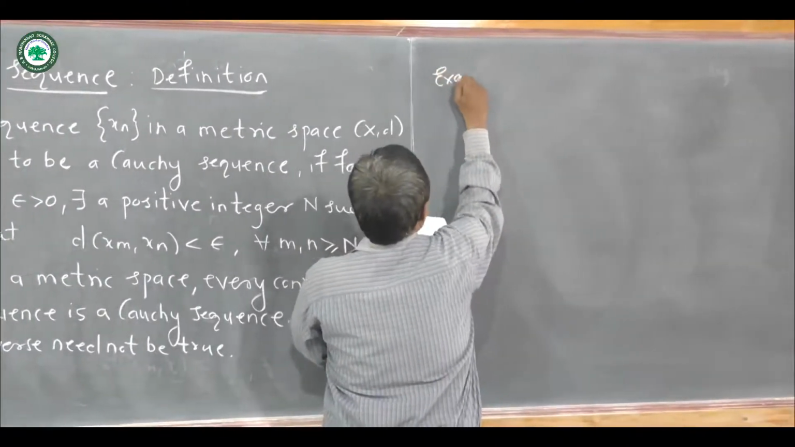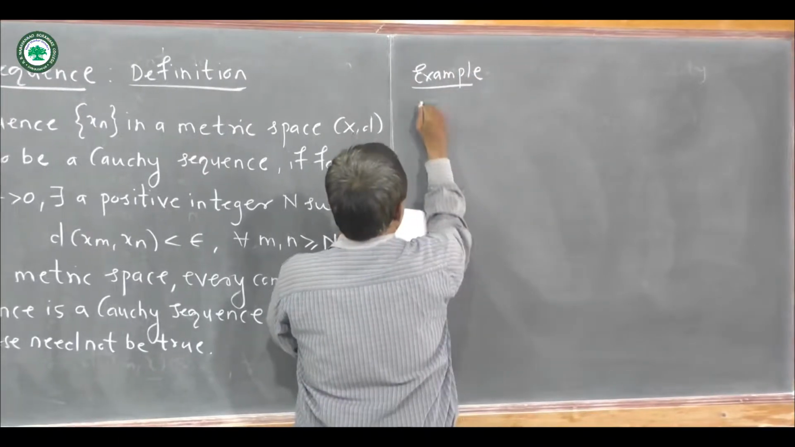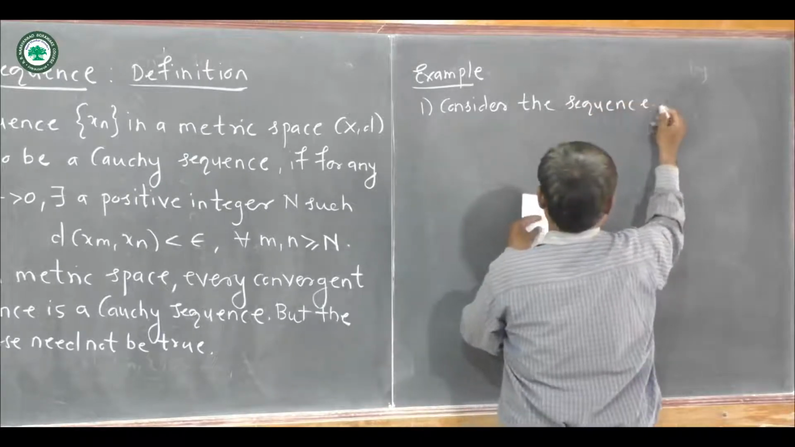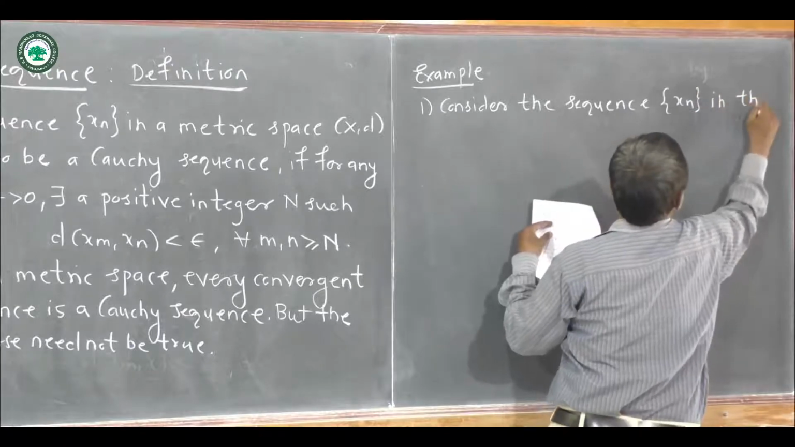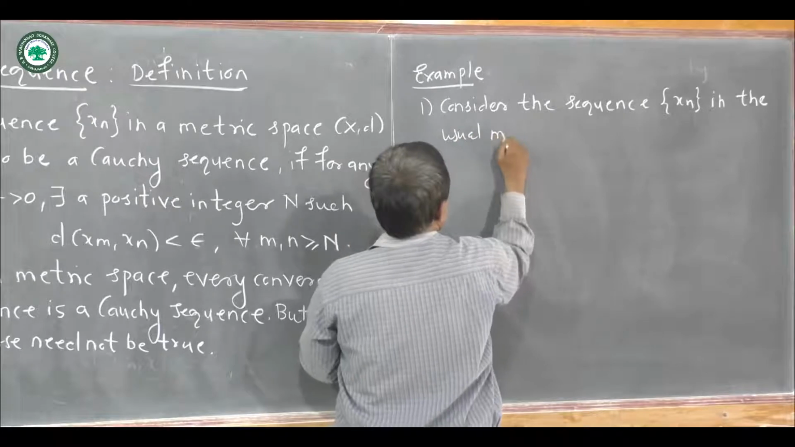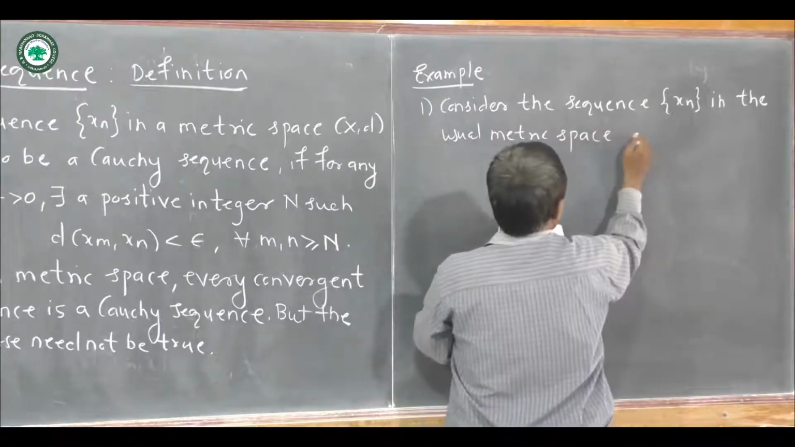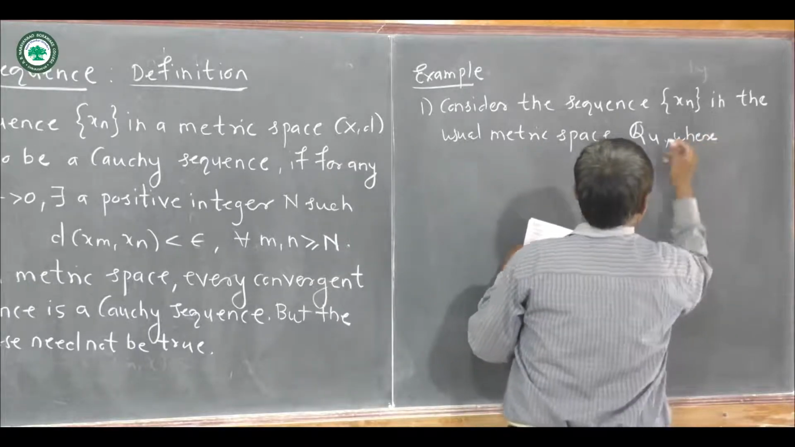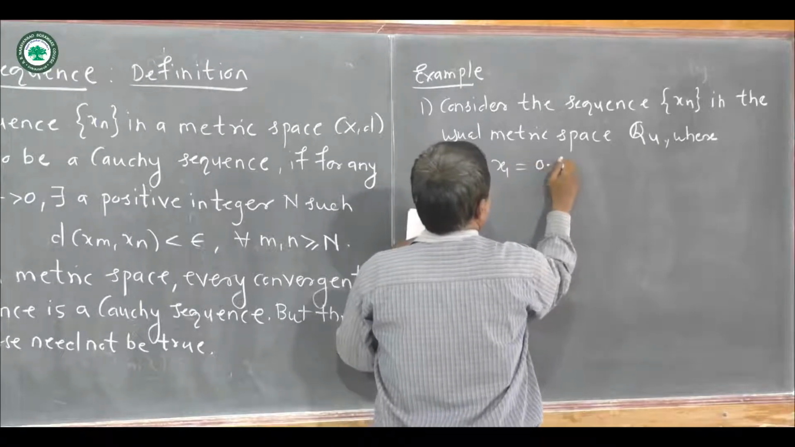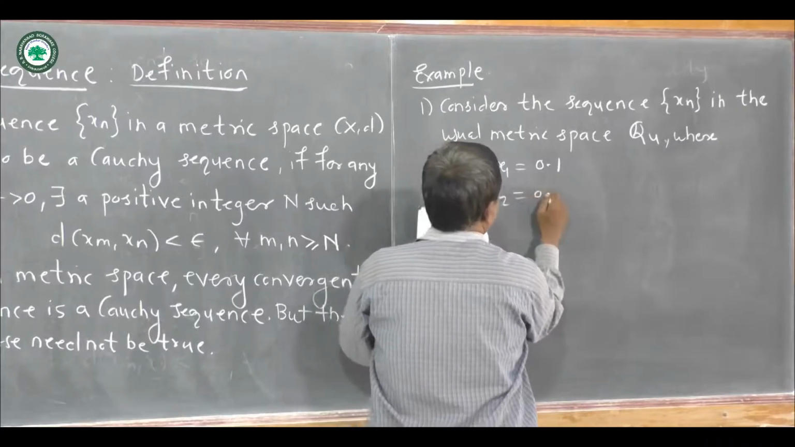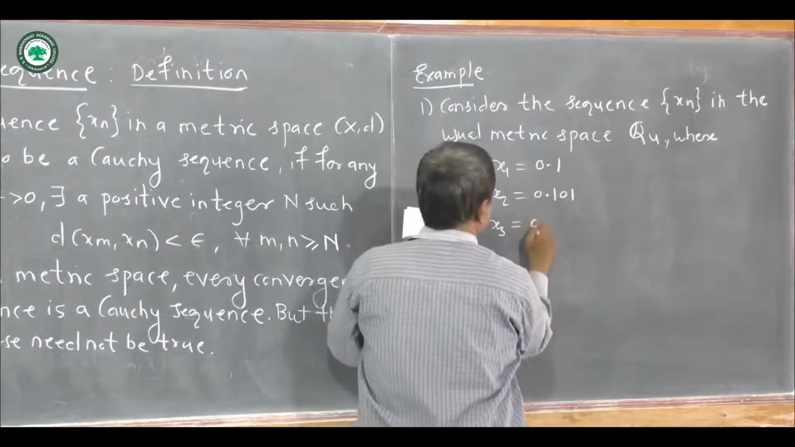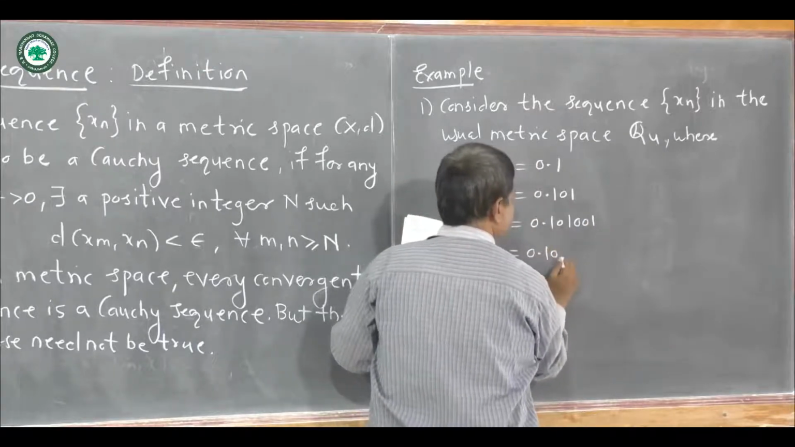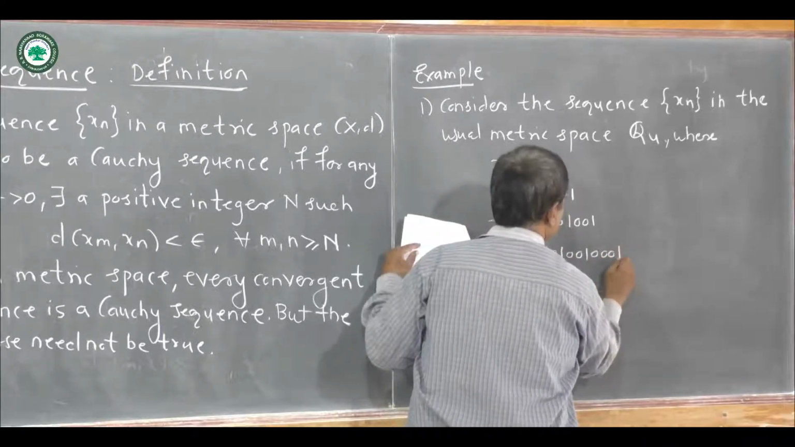Now, the first example: consider the sequence xn in the usual metric space Q. Here Q is the set of all rational numbers, where this sequence has terms x1 equal to 0.1, then x2 equal to 0.101, then x3 equal to 0.101001, then x4 equal to 0.101001001, and so on.